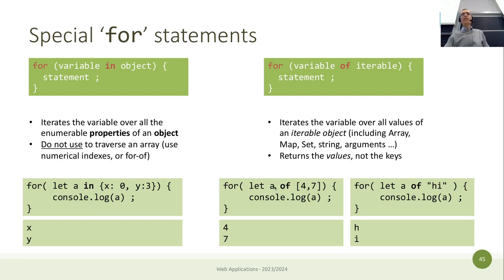So let's see the example. Let a of a vector 4 and 7. First loop, a equal to 4. Second loop, a equal to 7. Okay, very simple. You don't need to declare an index, okay? It will loop as long as there are elements. That's the default behavior. It works on strings as well, on the single characters.